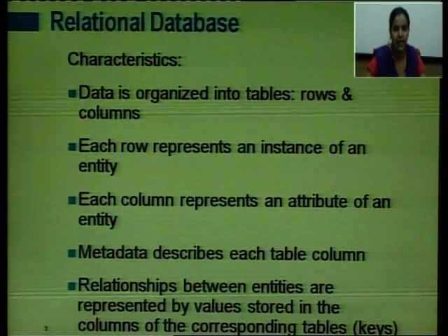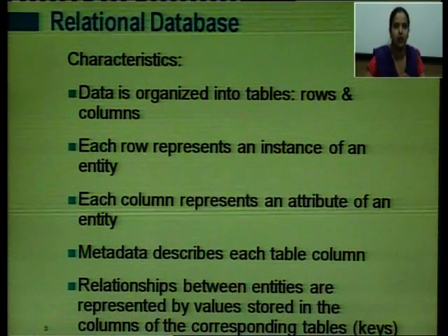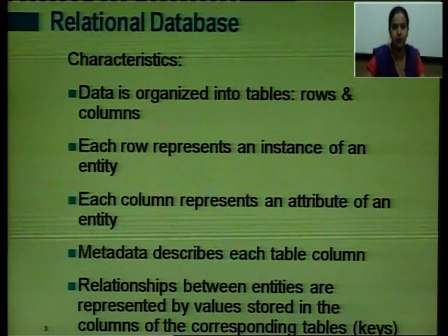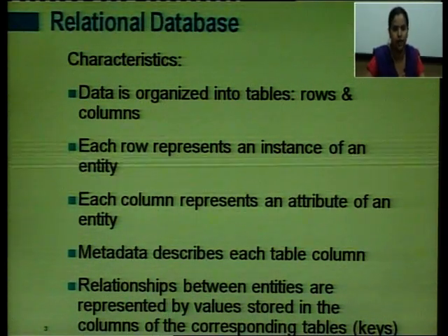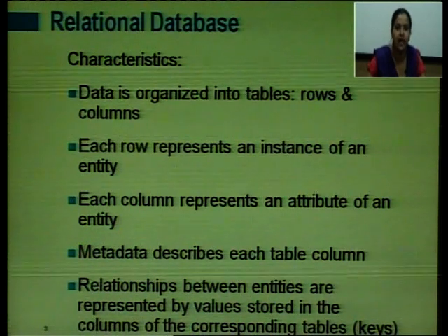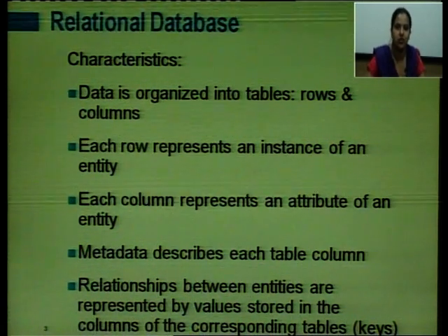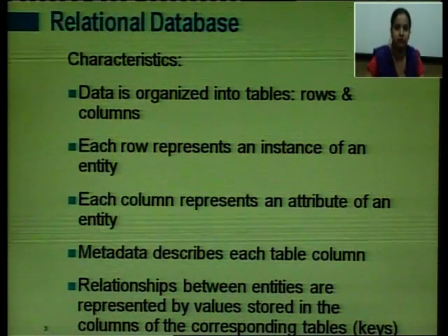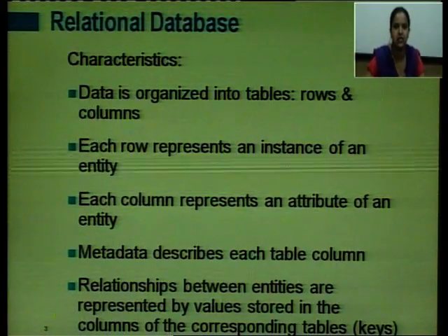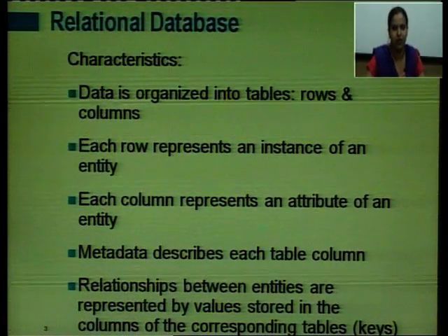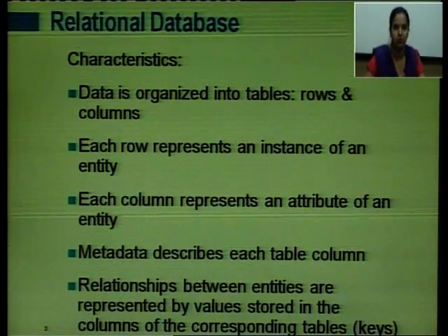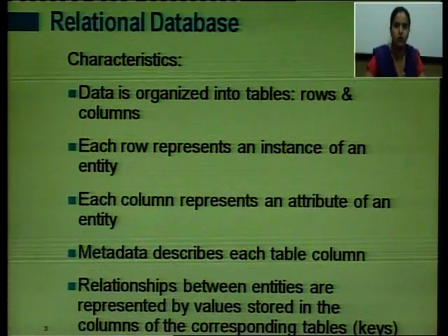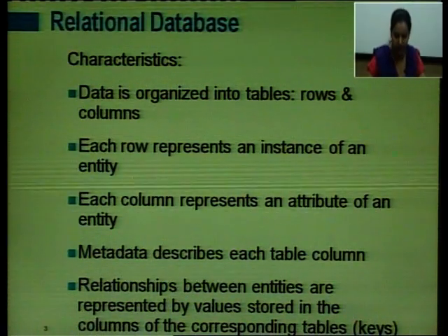Each row represents an instance of an entity, like one row shows one instance of the data. Each column represents an attribute of an entity. Every column is known as an attribute, that is, all the information related to all the entities of the same domain. Then there is the metadata. Metadata describes each table column, like the information about the data. The relationships between entities are represented by the values stored in the columns of the corresponding table.